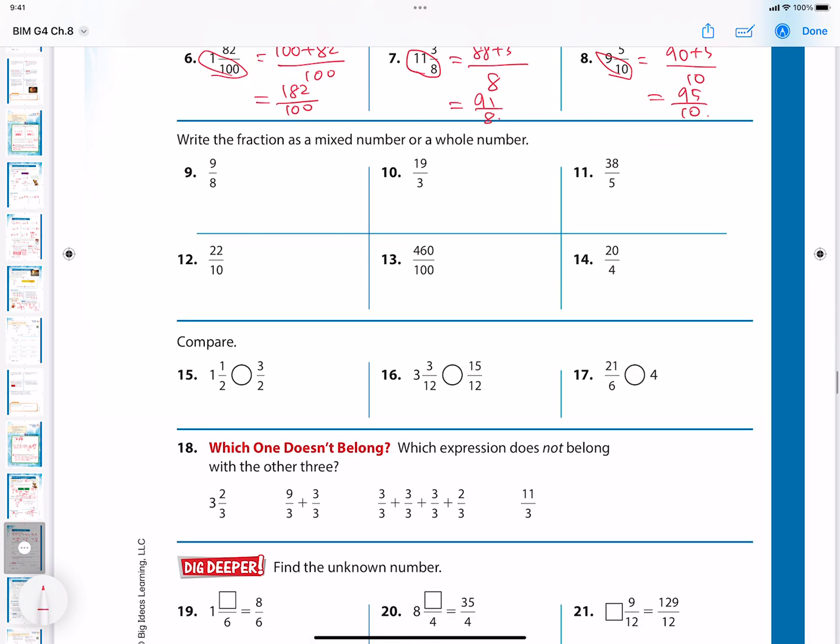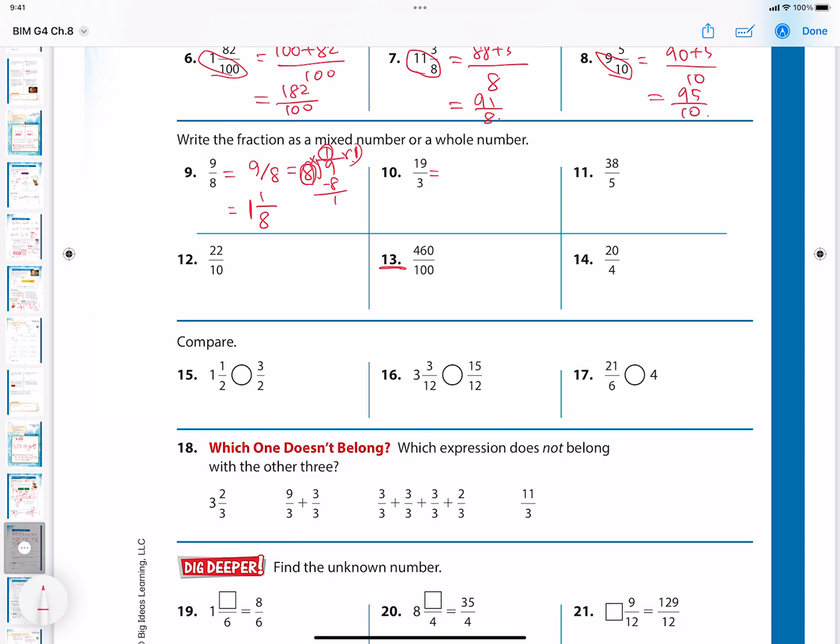What about writing the fraction as a mixed number? Now we are going to do division. But if the number is too big, like number 13, we need to use just the regular way. So 9 divided by 8 is equal to what? 8 can fit into 9 one time only, which is 1, remainder 1. That means the quotient is our whole number 1, and the remainder goes on top, out of 8. Our divisor becomes our denominator.